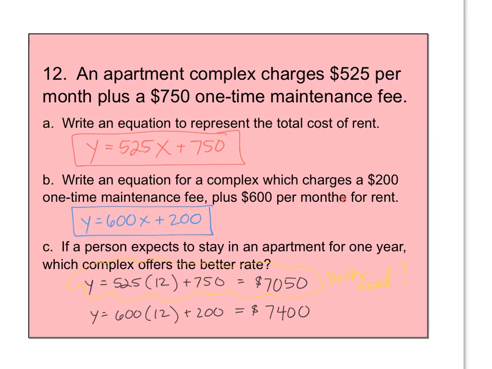Unless, of course, it has rats or is 100 miles away from where you're going to school or work. There could be a lot of other factors, but if you're just going by only price, then that first one would be the better deal.